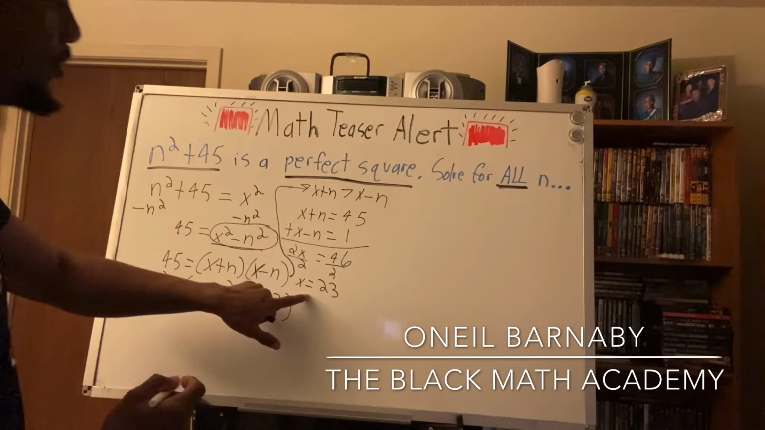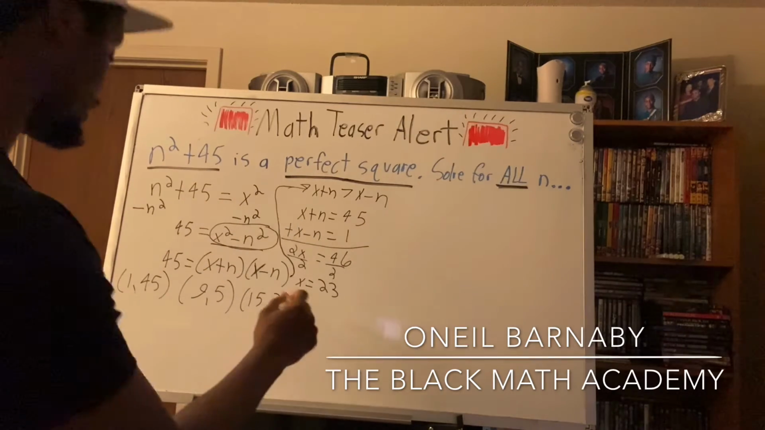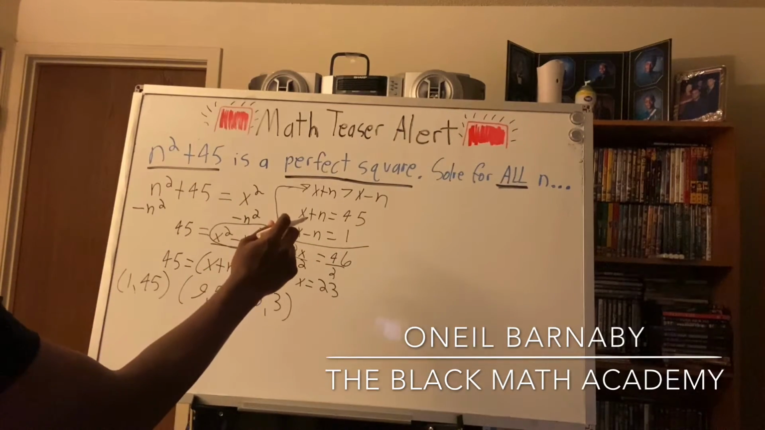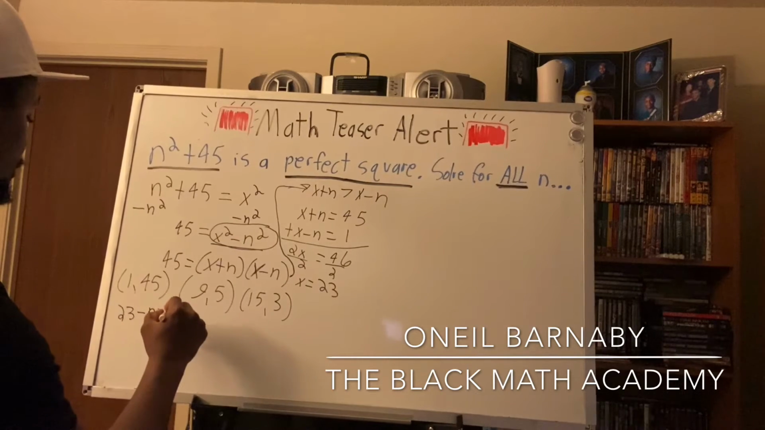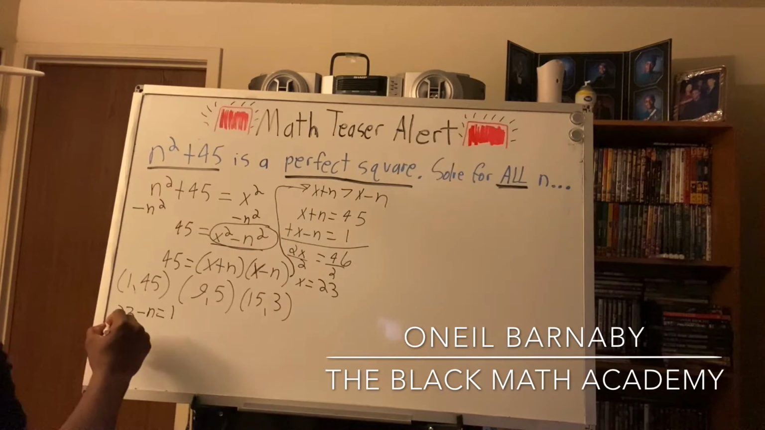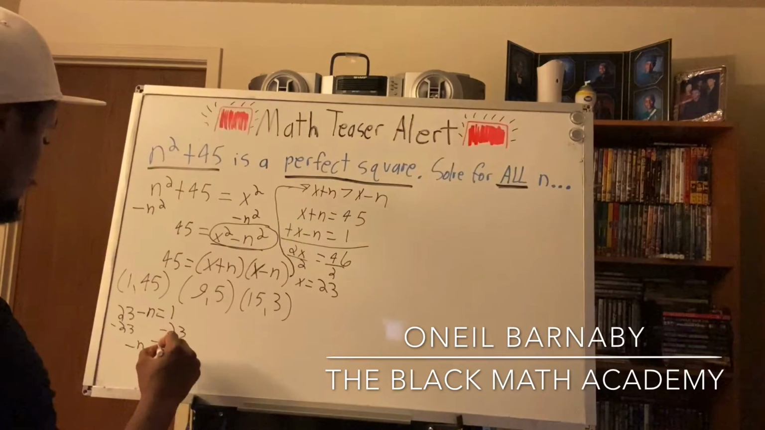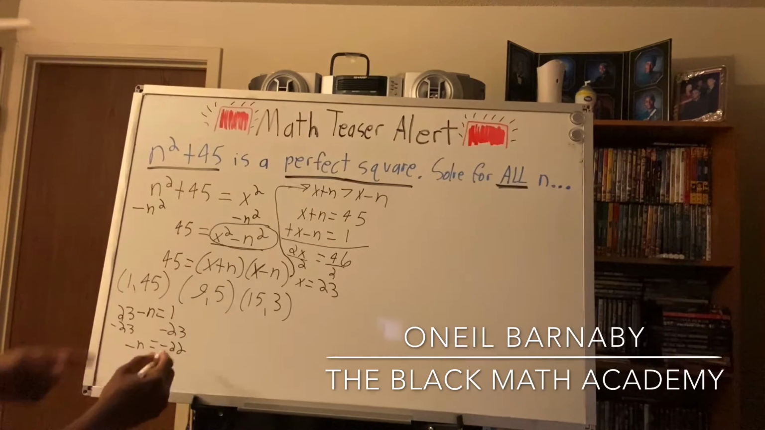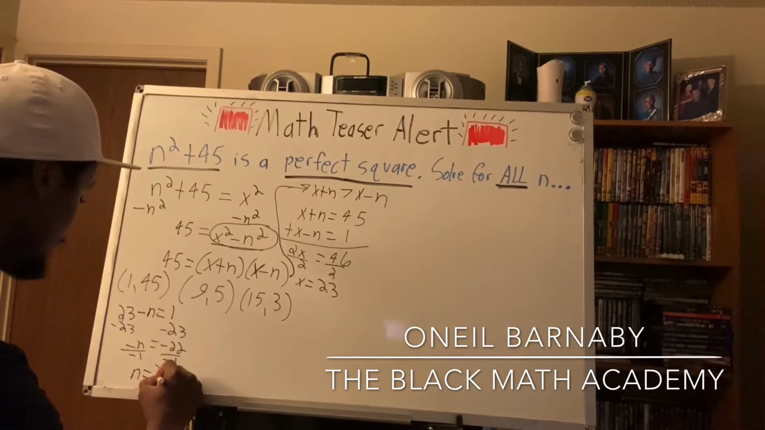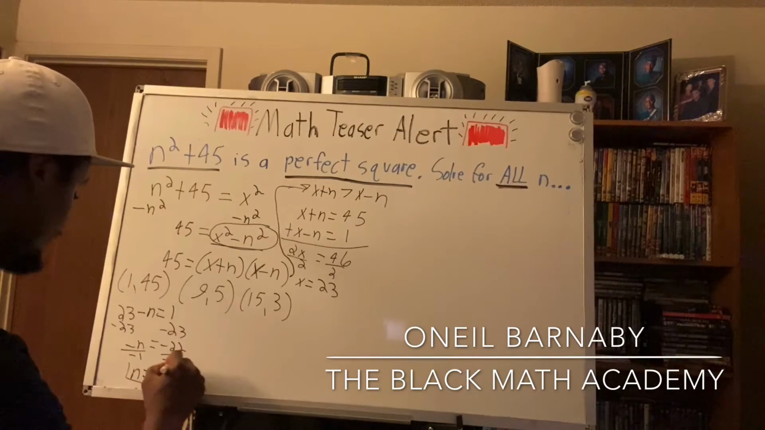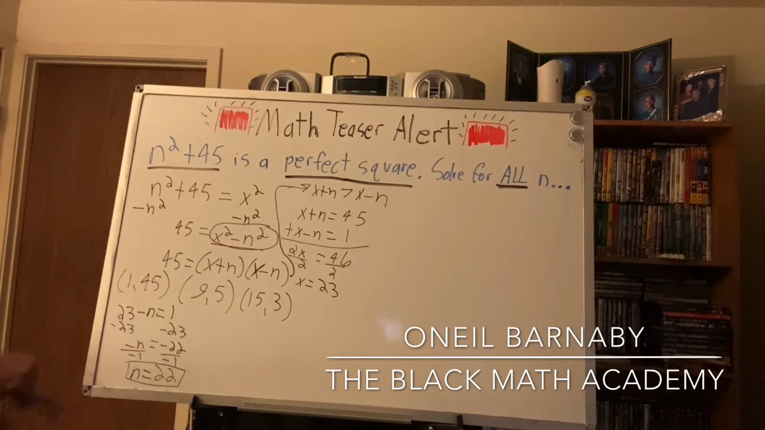All right, and if you were to plug this number into one of the original x plus n or x minus n, let me do that down here. Let me plug it into the bottom one. So 23 minus n equals 1. So if you subtract 23 from both sides, you get negative n equals negative 22. And divide both sides by a negative 1, you get n is equal to 22. So there's one of our values of n. Solve for all n. We found one of them. One of them is 22.